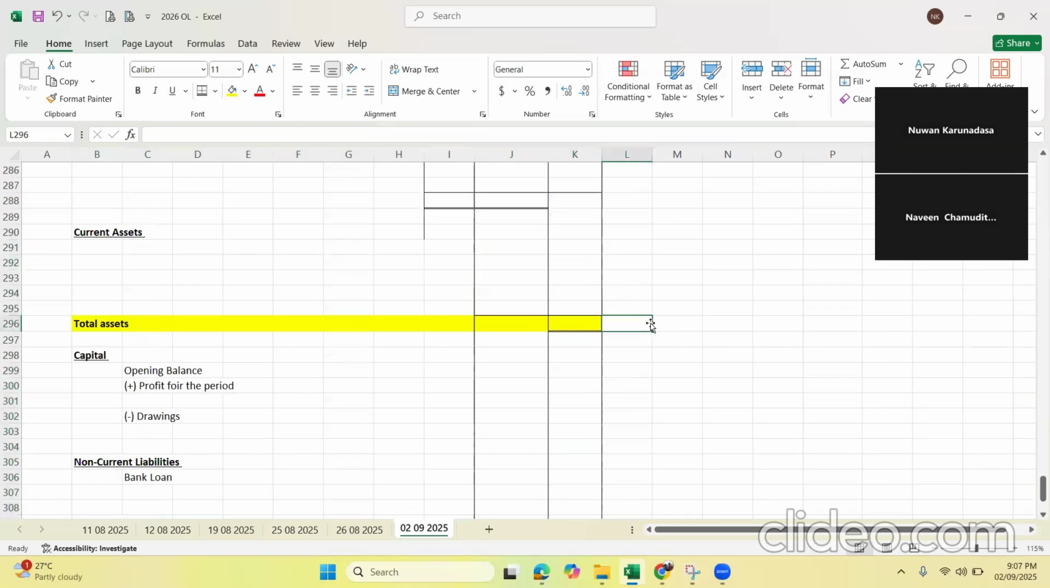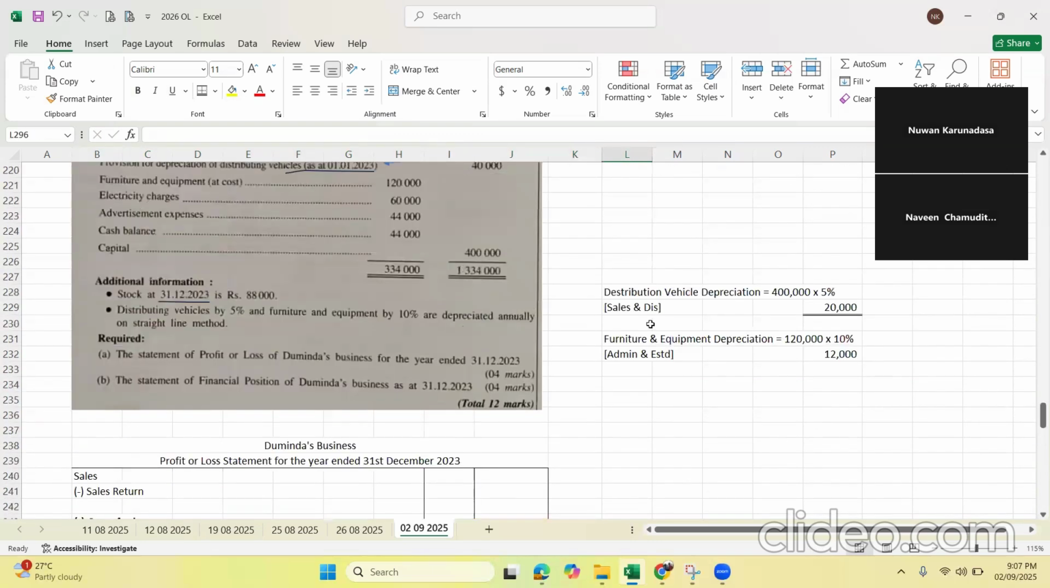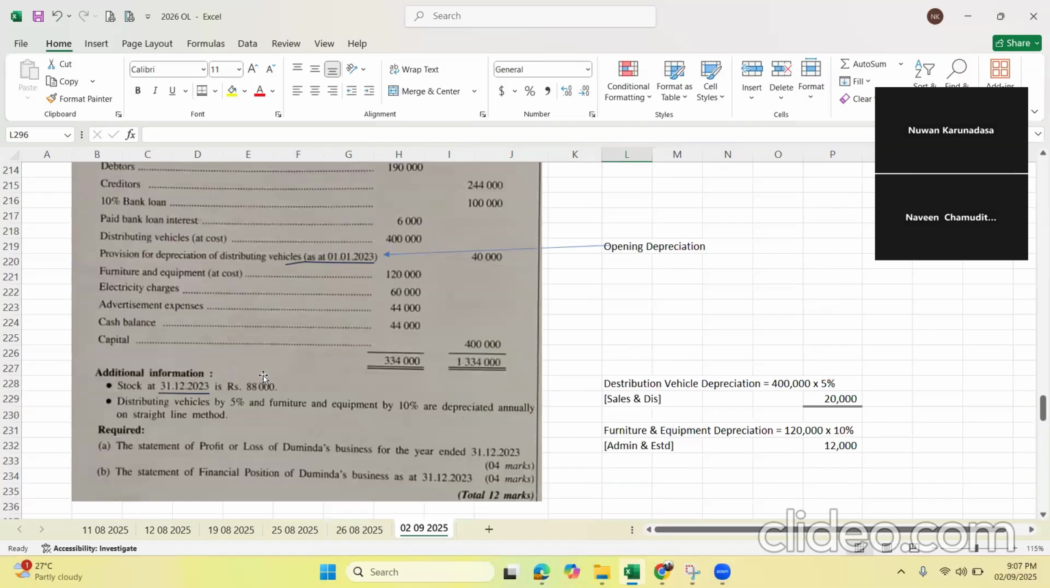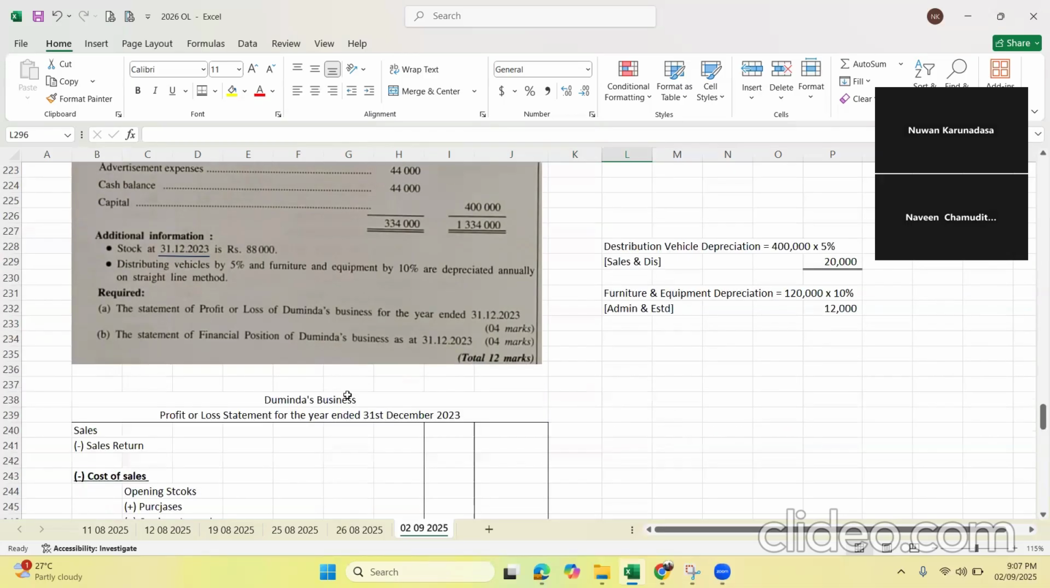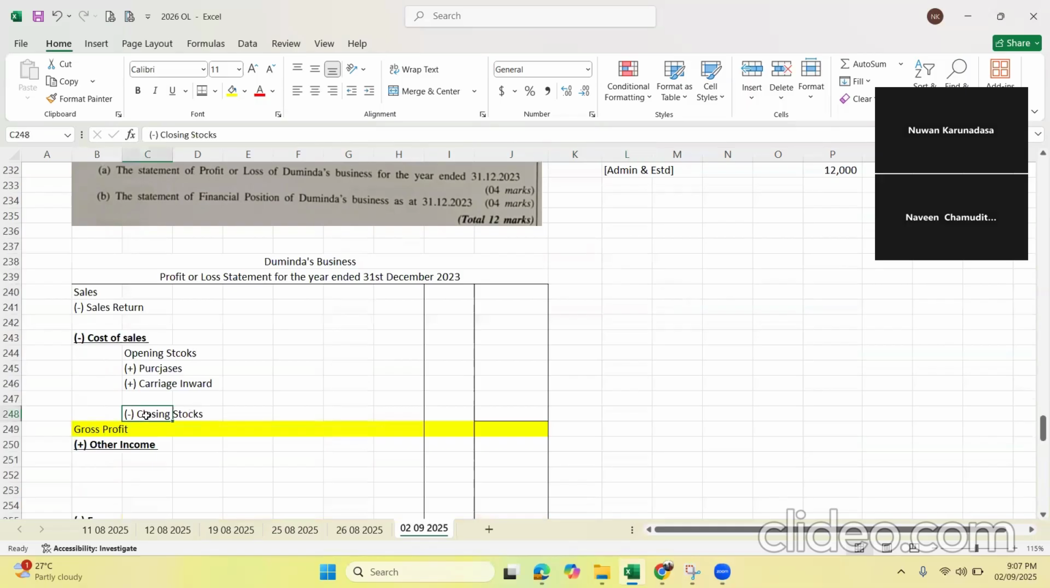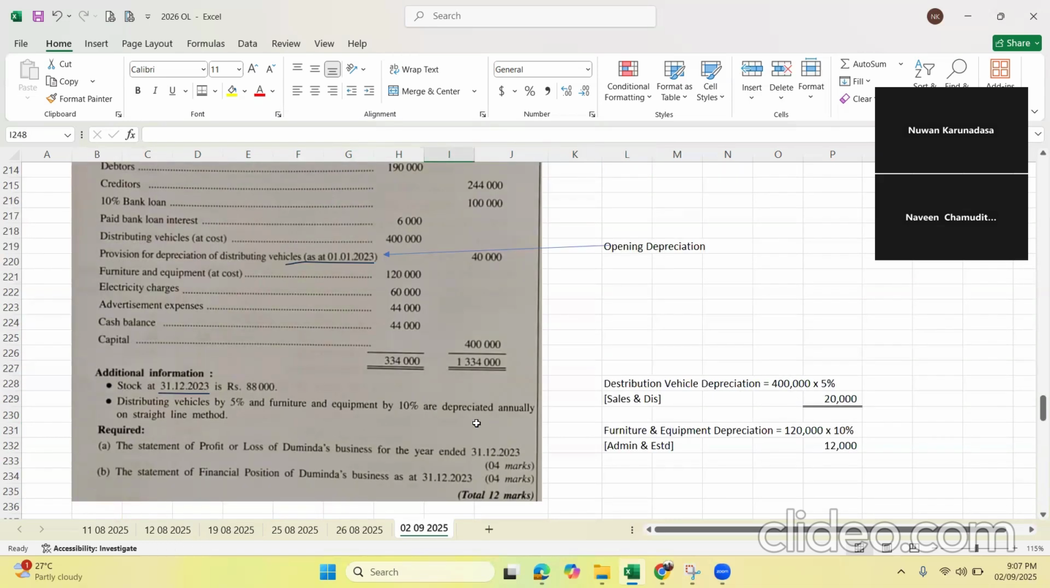It's easy enough. Right, we'll start from the additional information. Remember, students, when you are doing this question, you must start with the additional information. Don't touch the trial balance information before you finish the additional information. Stock as at 31st December 2023 is 88,000. That is the closing stock. You must write here closing stock, it's a minus, so the value is 88,000.